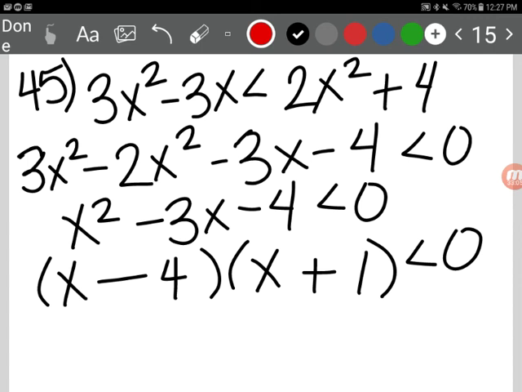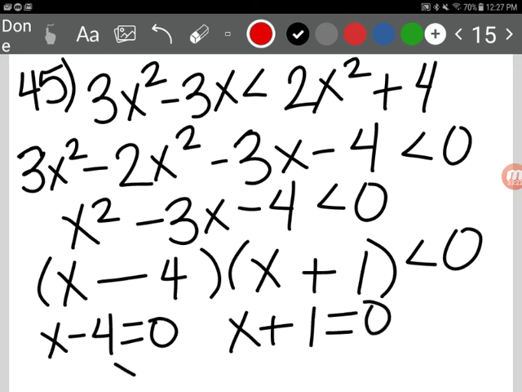Very important term: the left-hand side of my inequality is in factored form. That is a great thing in math. Put it in factored form: something times something times something. That's factored form. So I'm going to say x minus 4 equals 0, and then x plus 1 equals 0. Solve for x. So x equals 4 and x equals -1.